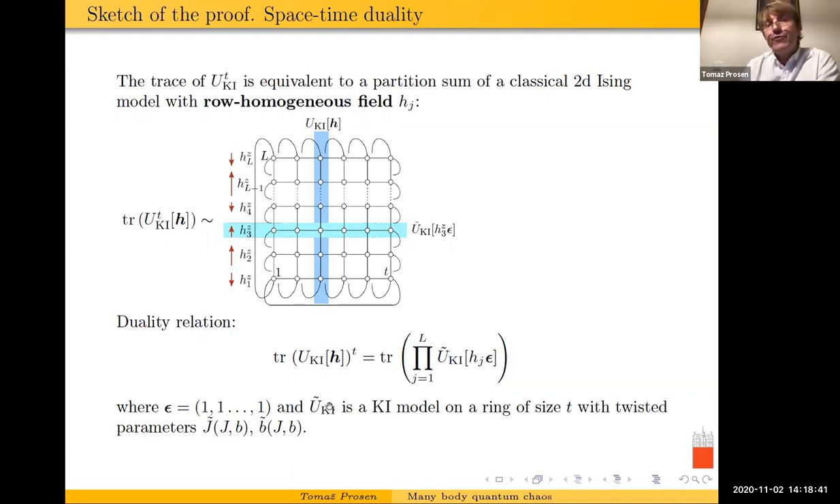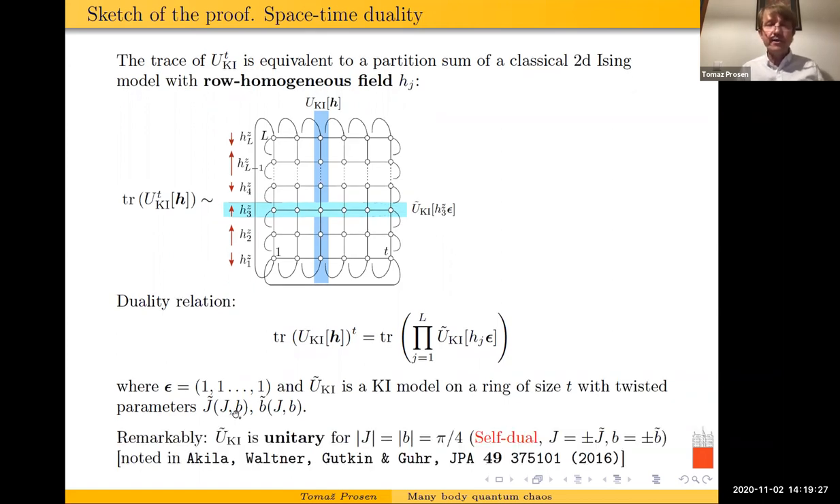The price you have to pay for this row transfer matrix calculation is that this U tilde in general is not unitary, because J tilde and B tilde are complex numbers in general. But there are special points in parameter space for which these dual coupling parameters, J tilde and B tilde, are real numbers, which means U tilde would be a unitary operator. This U tilde is defined on a different Hilbert space, of dimension 2 to the t, given by the number of time steps. So you are doing dynamics in space on a spin chain of size t. The question is under what conditions this is unitary, and it turns out it is unitary exactly when the absolute value of J and B is equal to pi over 4.